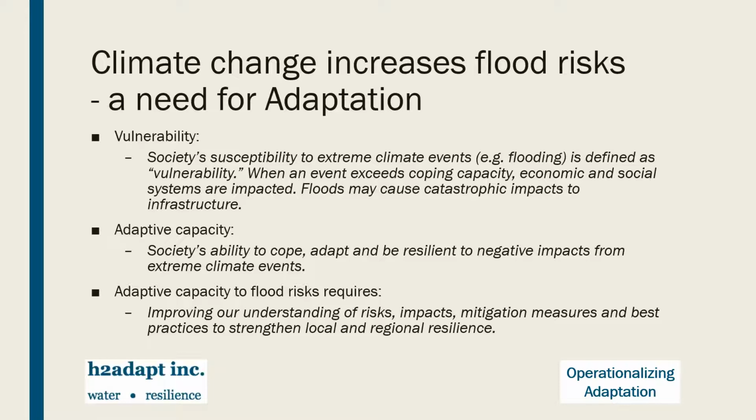Society's ability to cope depends on our adaptive capacity, our resilience to extreme events. Adaptive capacity to flooding requires that we understand risks, impacts, and mitigation measures or adaptation practices. Considering costs and the degree of risk tolerance, a resilient community and region will implement the best adaptation practices possible to strengthen local and regional resilience to extreme events such as flooding.